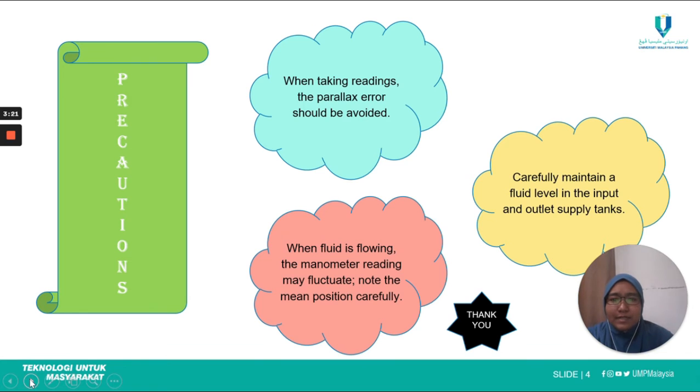Precautions. First, when taking readings, the parallax error should be avoided. Second, when fluid is flowing, the manometer reading may fluctuate, so note the mean position carefully. Lastly, carefully maintain the fluid level in the input and outlet supply tank.